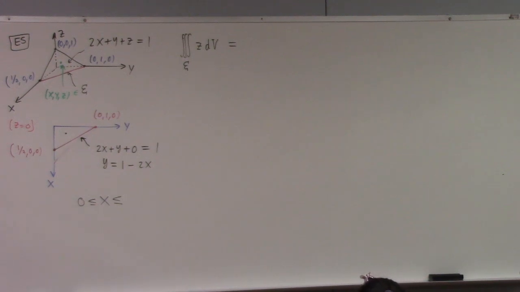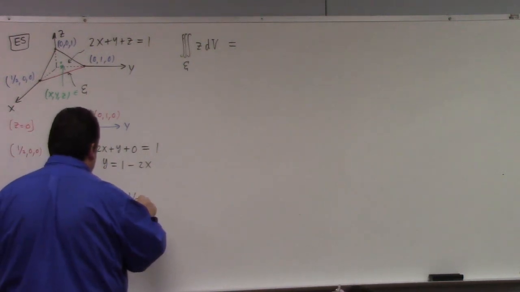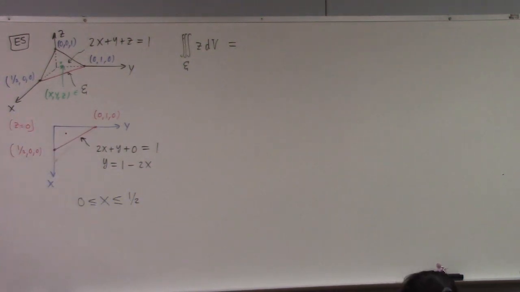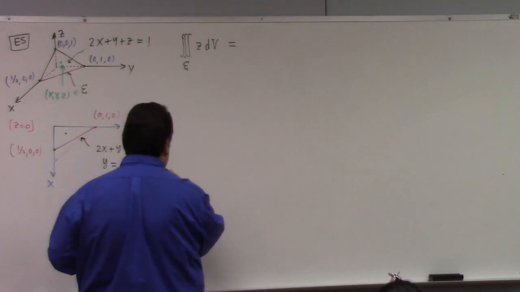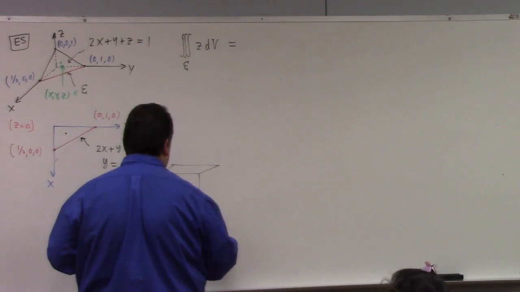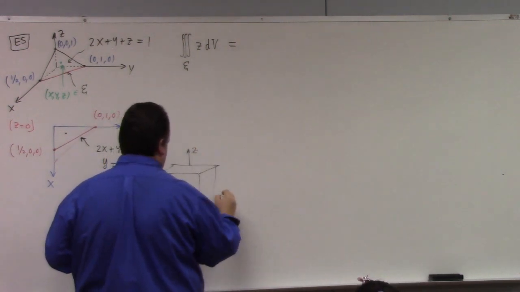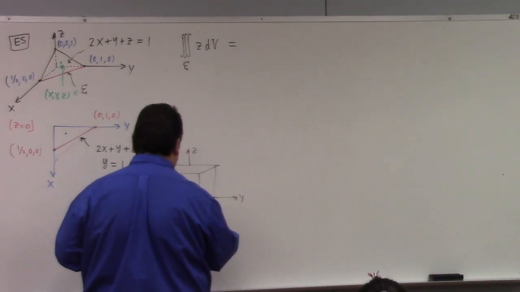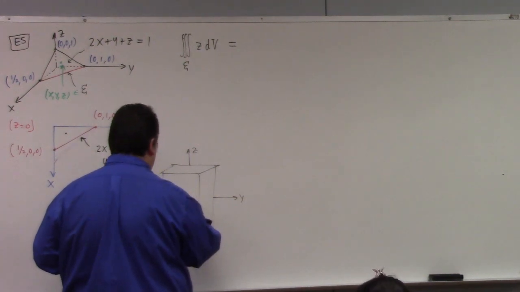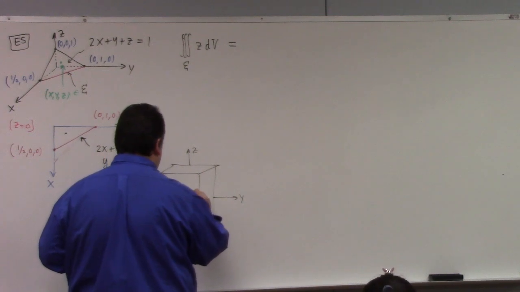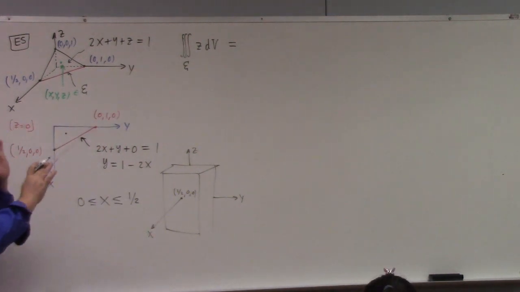Everything in x for this shape is happening between what? Between 0 and 1/2, right? So if I impose the inequality 0 less than x less than 1/2, that gives me an infinite slab, if you will. It's something like this. All right? This is an infinite slab. It goes on and on.